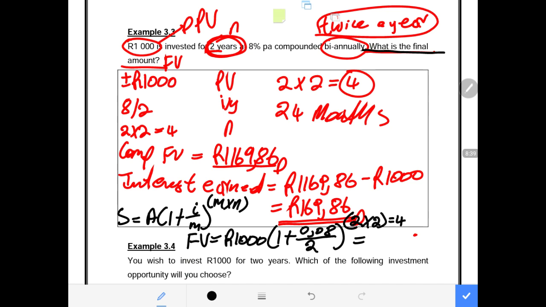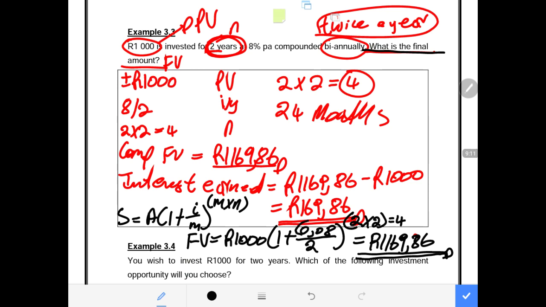So now we do the same thing. We say 1,000, open brackets, 1 plus 0.08 divided by 2, close brackets. Second function, the power key, if you remember, then after you say 4, equals, we get exactly the same amount as 1,169 rand 86 cents. So now it is very clear and very short with the formula. To be honest, you can use the formula, not a problem.